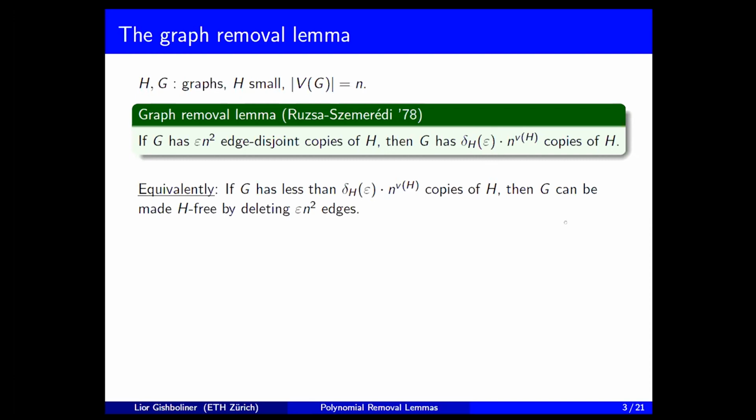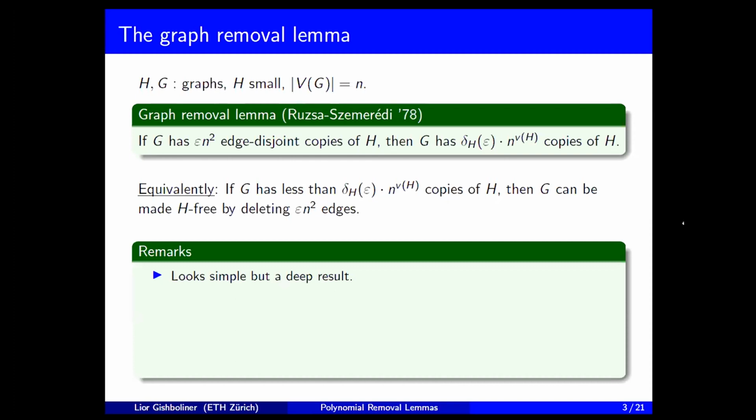An equivalent way of saying this is that if we have less than this number of copies, then we can make G H-free. We can destroy all the copies by deleting epsilon n squared edges. And to see that this is equivalent, we can just take a maximum collection of edge-disjoint copies of H, then every other copy intersects one of them. So if we delete all of the edges of the copies in this collection, then there are no more copies of H.